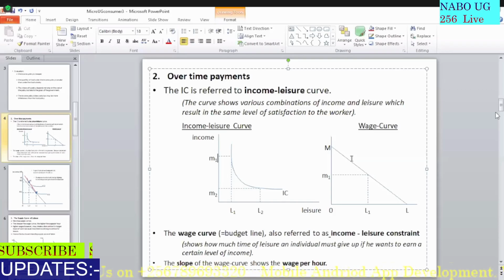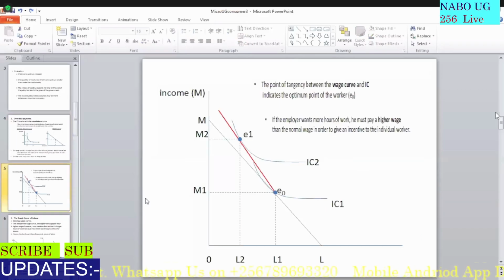So basically, this is the hours of work, L1L, and let me see if I can write. When I do that, my graph gets distorted. But anyway, this is the hours of work, and OL1 is the hours of leisure. So we are saying that equilibrium is the point of tangency of the wage curve and the indifference curve. Initially, the individual is in equilibrium at E0, working L1L hours and earning income OM1.